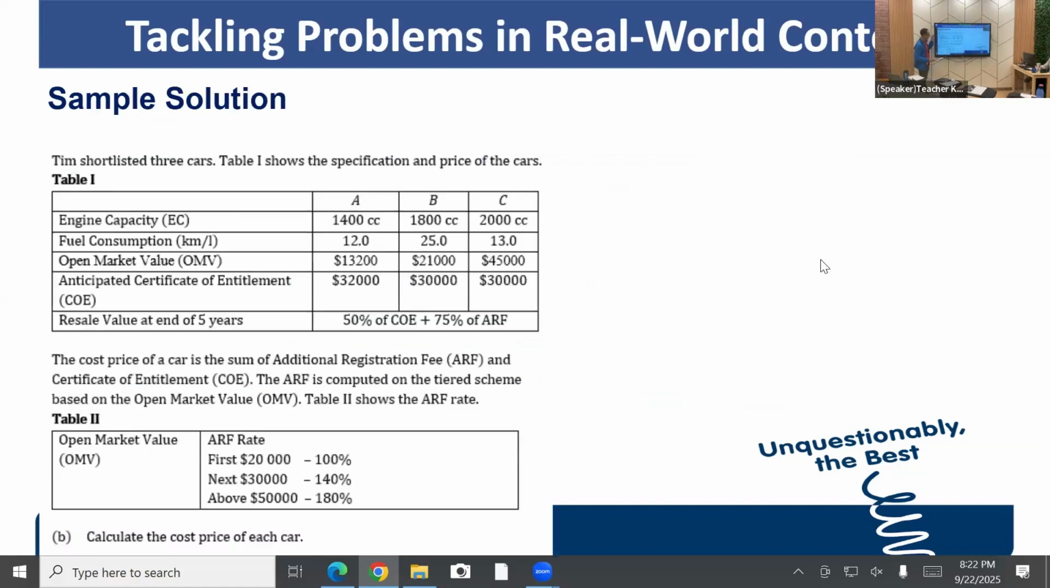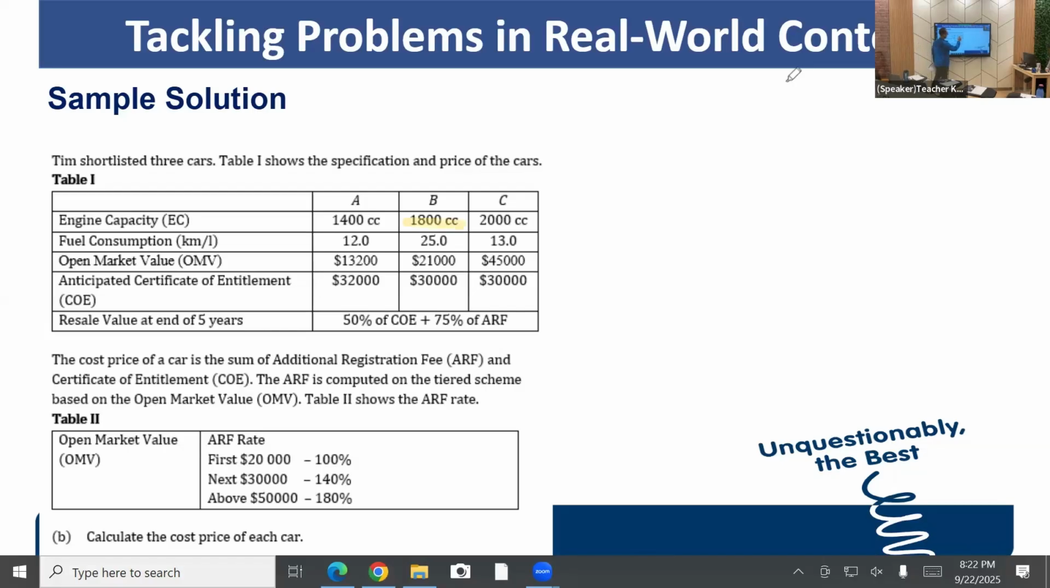So this is the next part, where it has all this information and you are to calculate the cost price of each car. Okay, I don't need you to do all of them. Can you try and see whether you are able to find the cost price of car B? How would you find the cost price of car B? Try and see if you are able to do it. Okay, first of all, you have to indicate some of the things that you will need to use in order to find your answer, right?